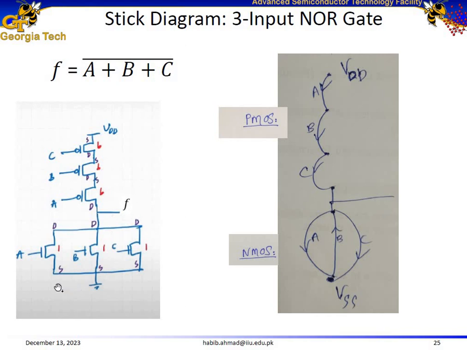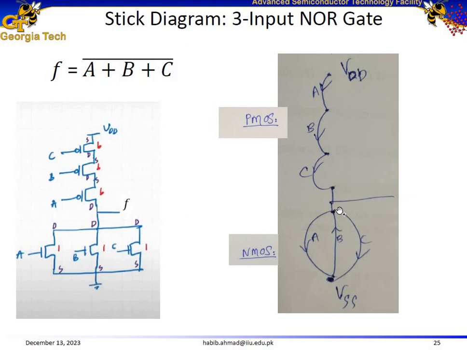Similarly, the source of NMOS transistors is connected to ground. It becomes the starting point. Follow the order, source, drain for transistors A, B, and C. Now, draw the Euler graph for this circuit diagram.